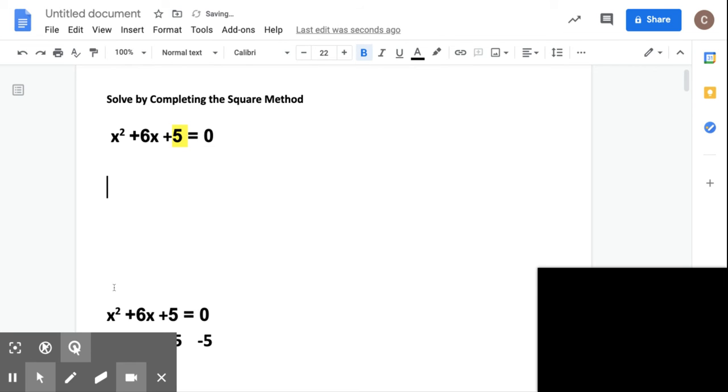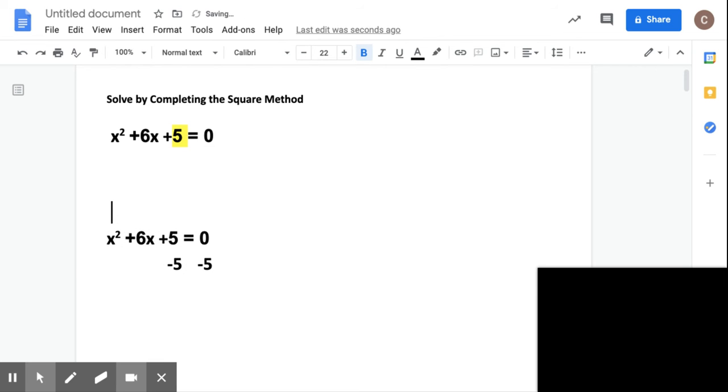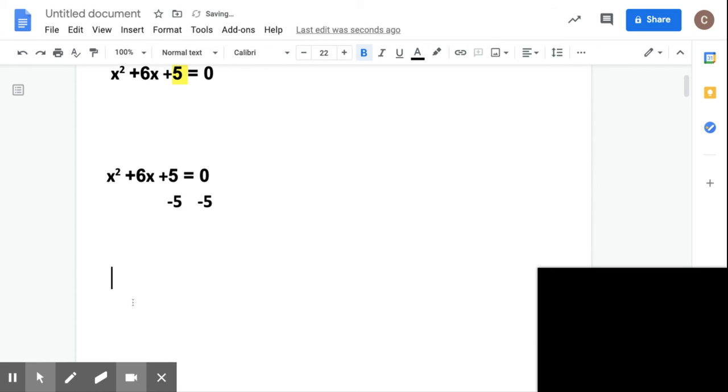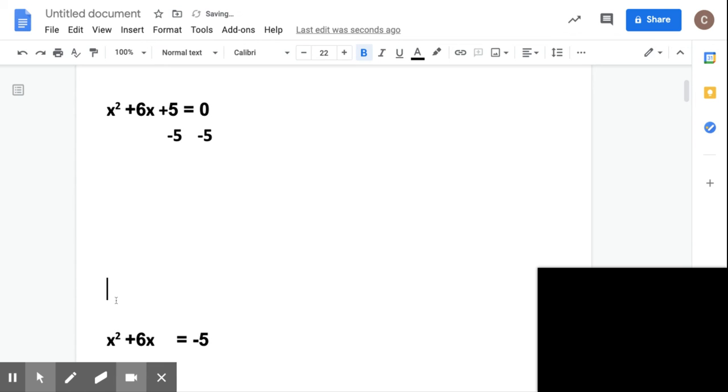Perfect. Do you see what we're going to do? And it's exactly what you said. We're going to subtract minus 5 to get rid of it. Beautiful. Easy enough. Okay, now that we've subtracted 5 from both sides to keep it in balance, do you see that I left some extra space here? Why do you think I left a little extra space here?